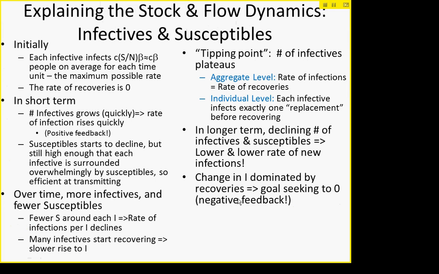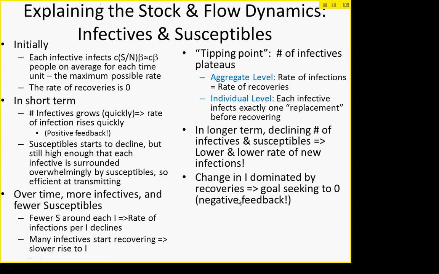so I informally alluded to this yesterday. Initially, I should really integrate these with the diagram better, and I'll work through that. But initially, each infective is highly efficient. Basically, S divided by N is close to 1, so they're infecting per unit time C times beta people. Right? They're having a contact with C people per unit time, and for each person they have a chance of beta. So roughly speaking, it's C times beta people per unit time that they're infecting. That's a really high rate of infection in some cases. And the rate of recovery here is zero.